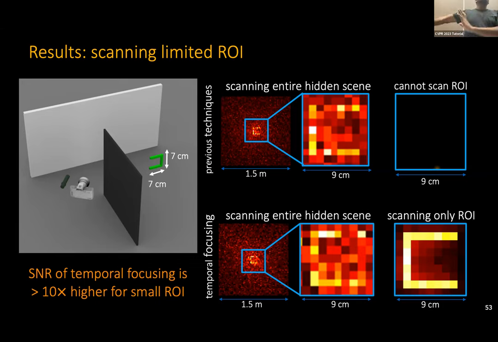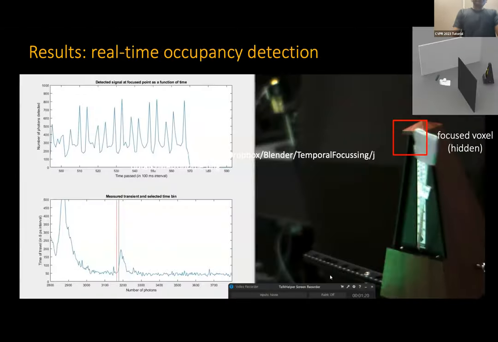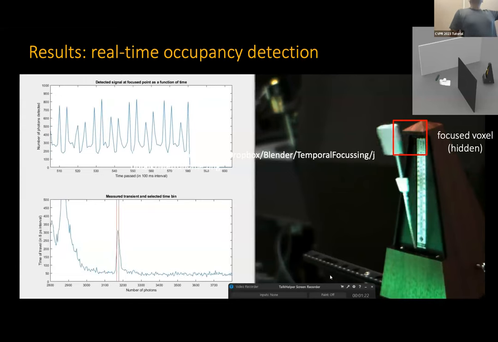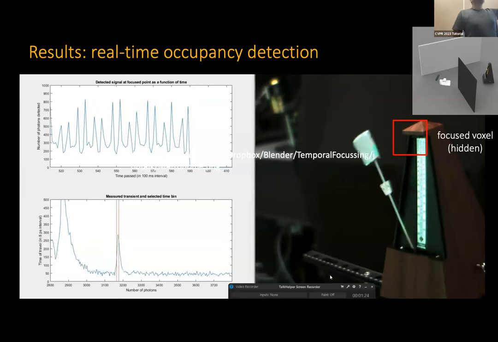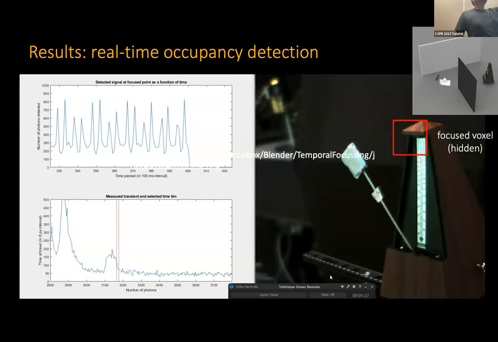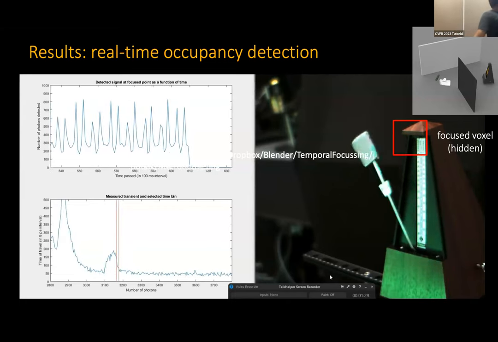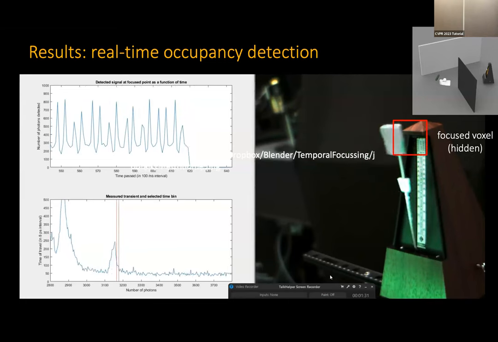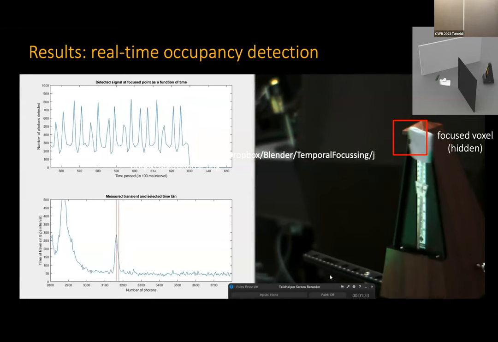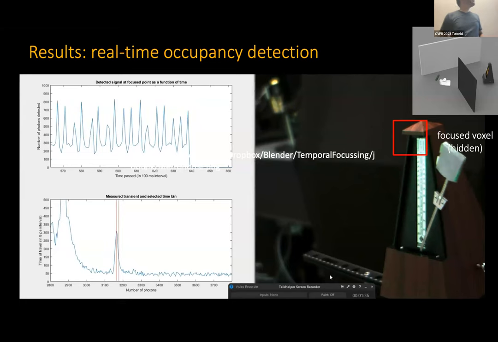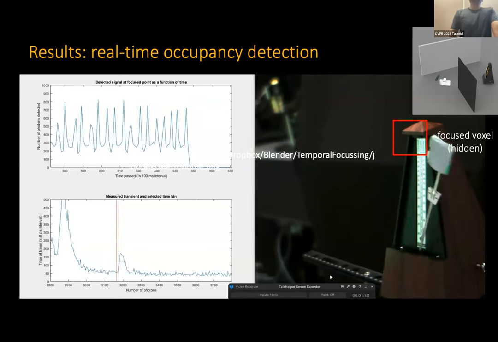So this could be a hidden corner or something where we might expect some kid or somebody to be. The most dangerous place is where we can keep looking using our technique. To demonstrate that experimentally, we kept an oscillating metronome around the corner, and we always focus on a specific voxel. This is the transient that was measured, and this is the time gate that we are taking. We can detect the metronome's position at around 10 frames per second.